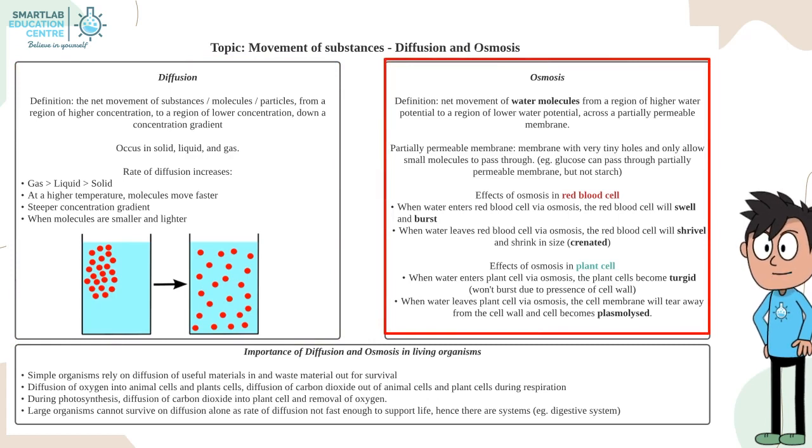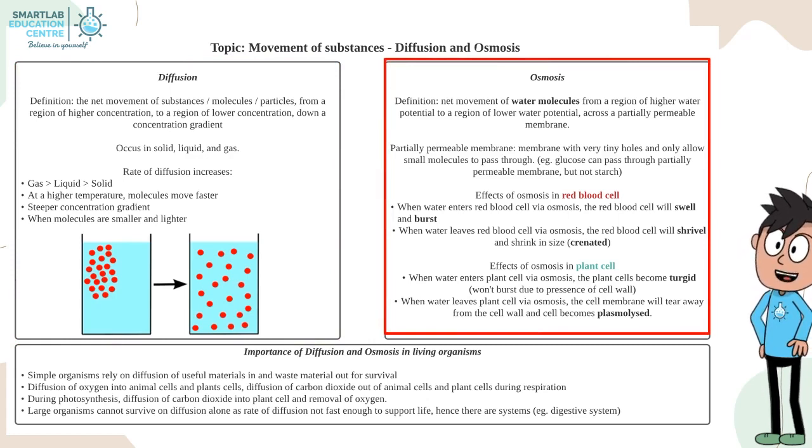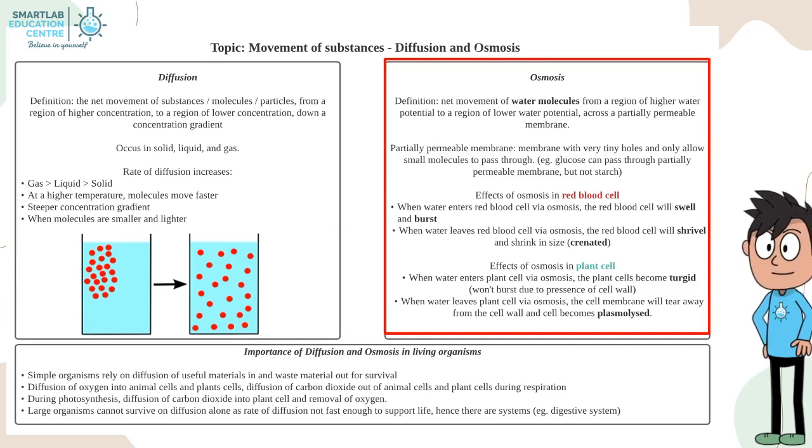Osmosis is the net movement of water molecules from a region of higher water potential to a region of lower water potential across a partially permeable membrane. Partially permeable membrane is a membrane with very tiny holes and only allows small molecules to pass through. For example, glucose can pass through partially permeable membrane, but not starch.